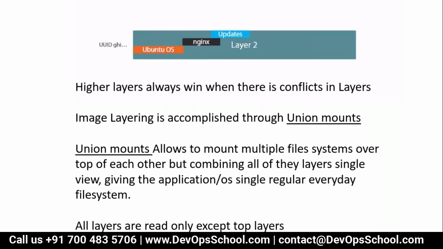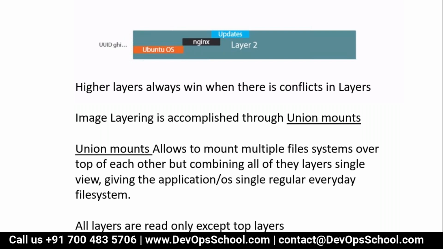Image layering is accomplished through union mount. Layering is done by union mounts. So what is union mount doing? Union mount allows you to mount multiple file systems over top of each other, combining all of the layers into a single view, giving the application and OS a single regular everyday file system. All layers are read only except the top layer. So these are the four statements you have to understand.